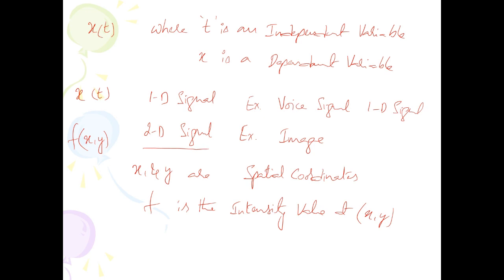So best example for a three-dimensional signal. This is represented v of x comma y comma t. An example for this will be a video signal. So number of frames per second with respect to time, the frames are moving, so that is nothing but a video.